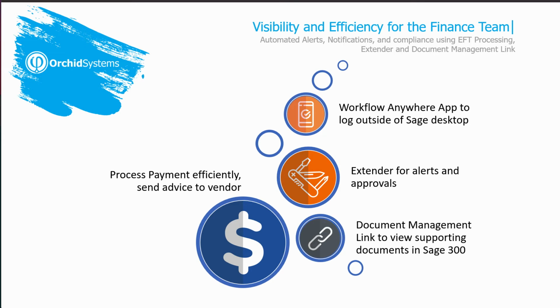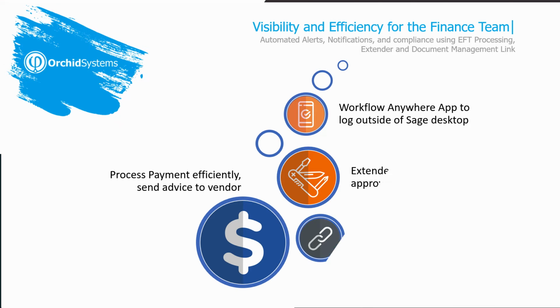We have used the workflow console in the Sage desktop to approve workflow, but you can also use the Workflow Anywhere mobile app to approve any of those records available on the console. So EFT processing ensures more secure data, and the separation of duty is a great compliance tool for the auditors.